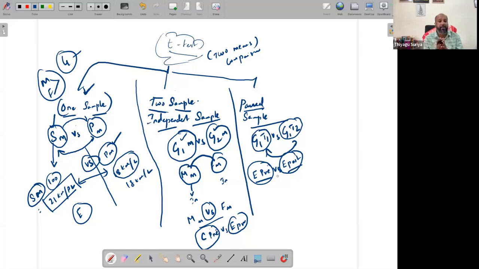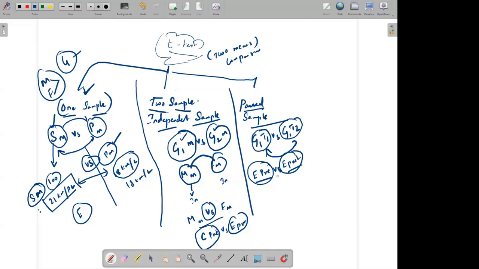Sir, I have one question. In the case of survey data, can we use the paired sample t-test, sir? Means in the survey data? No. It's not suitable.